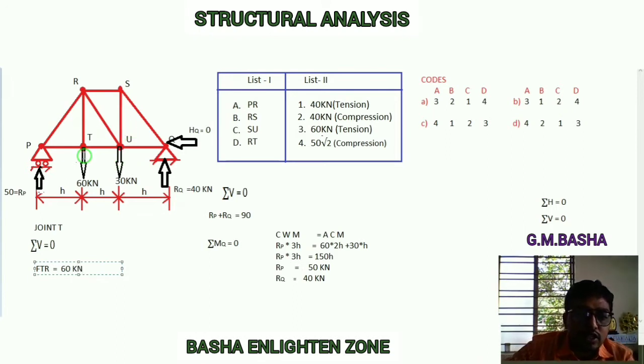I am considering this joint and analyzing sigma V equal to 0. So there is only one vertical member at this joint, 60 kilonewton. I am assuming it in the tensile direction, so both are acting away from the joint. Therefore FTR will be equal to 60 kilonewton. So I am considering it like that. You will get the force in the member equal to 60 kilonewton. Directly you obtain that one. So see here, RT will be equal to 60 kilonewton. Option D will be 3.